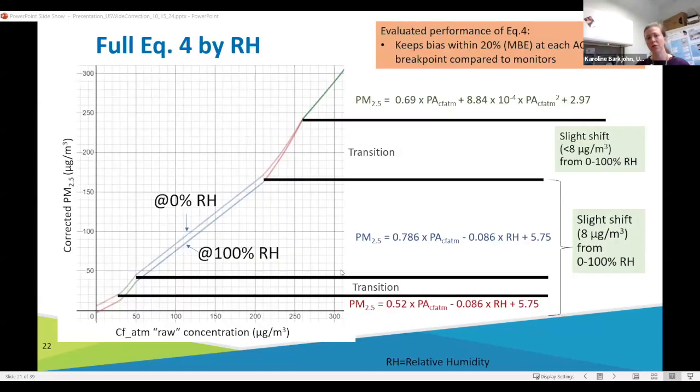And so this is what it looks like over a wide range of concentrations. You see the two lines where the lower line is 100% humidity, and the higher line is 0% humidity. So you have the low concentration equation, then a transition, the mid equation, and then another transition into that quadratic equation. And this keeps the error within about 20% at each air quality index breakpoint as compared to the monitors.